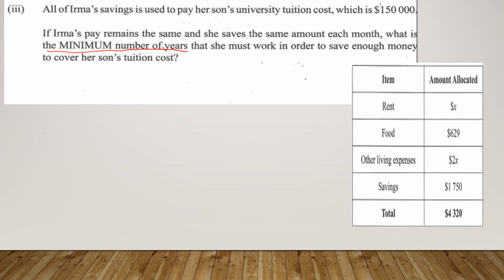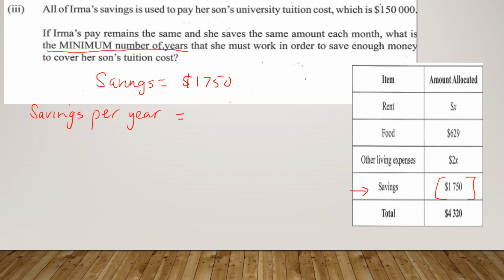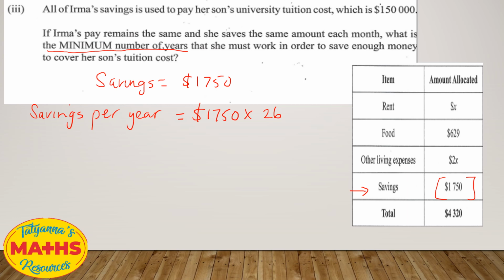So her savings is 1,750. So savings per year would equal that same 1,750 every 2 weeks, right? Times 26. Remember, we had divided 52 by 2 and we got 26 fortnights in the year. That is going to give us $45,500.